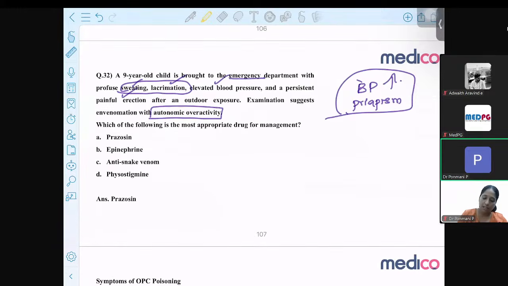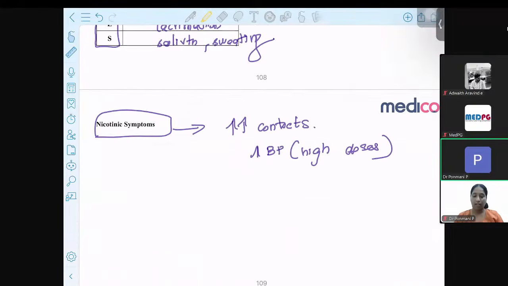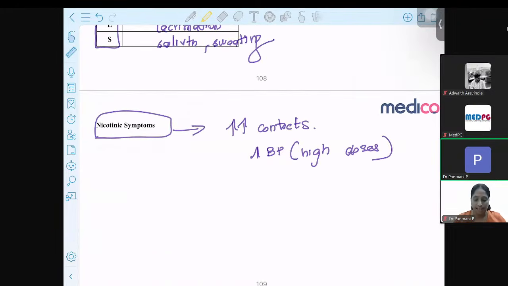So what is the most appropriate management? Prazosin. Do not give epinephrine. What will happen? The vasoconstriction is going to increase even more and it's going to shoot up the BP. So do not give it. Anti-snake venom also no, because it's not a case of snake bite, and physostigmine also no. Okay? Because it is not an atropine poisoning.